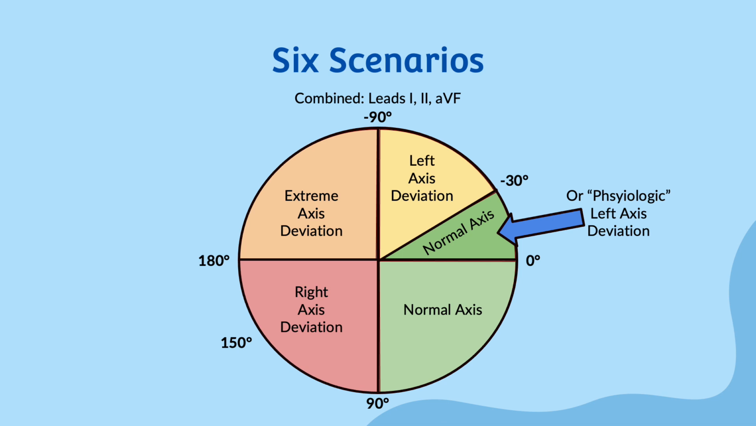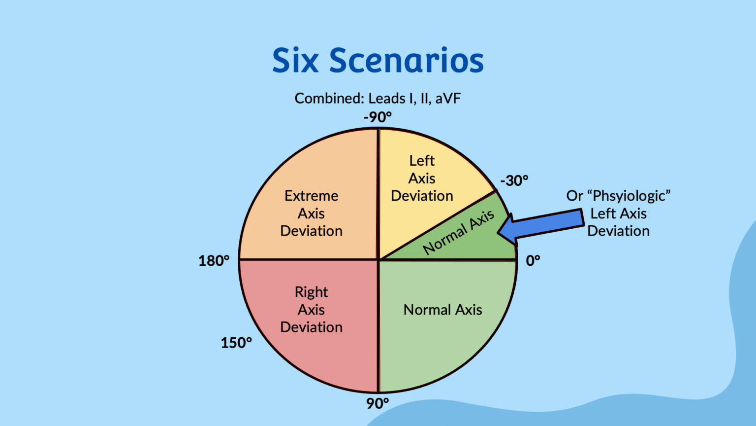In the first scenario, lead 1 is positive, so we can eliminate the left half of the circle. Lead AVF is also positive, so we can eliminate the top half of the circle. This leaves us between 0 and +90 degrees, which is normal axis. But let's look at lead 2 just to confirm. In this first scenario, lead 2 is also positive. The area between 0 and +90 degrees is the only area that meets all of these criteria, and so the axis in this scenario is normal.